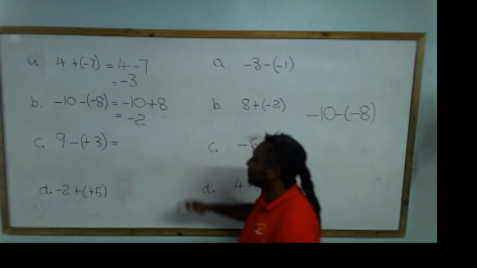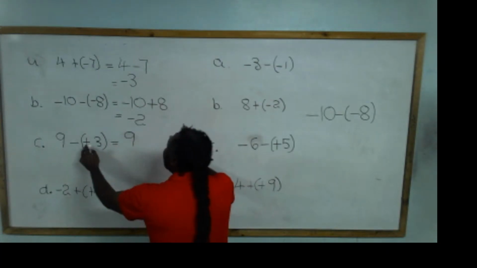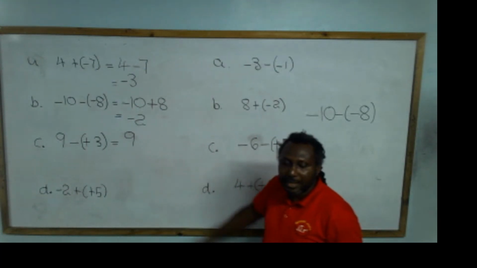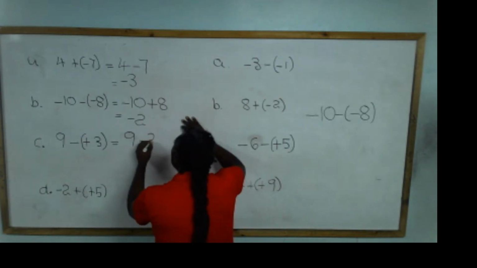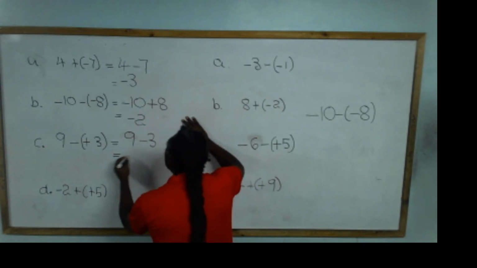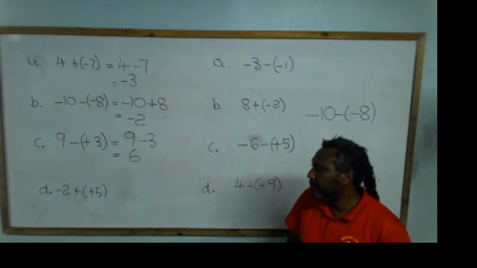The 9 goes back. The consecutive signs are different. Because they are different, we replace them with a single negative sign. And of course, there's no one who can get 9 minus 3 wrong.